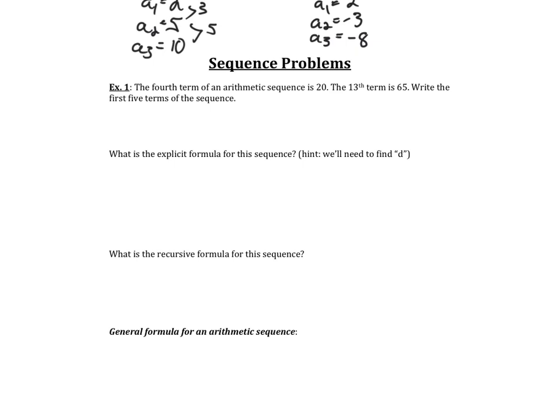Let's take a look at a few of the problems, and then we'll be done, for how you might see this, and then we'll come up with a general formula for actually finding arithmetic sequences given a problem. All right, so it says the fourth term of a sequence is 20, the 13th term is 65. Write the first 5 terms of the sequence.